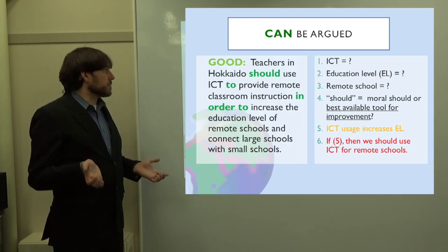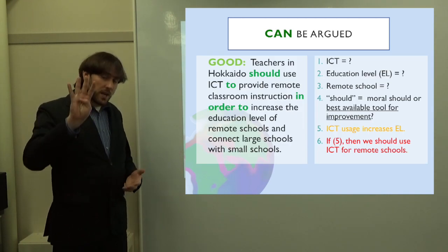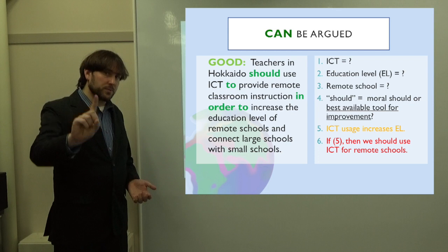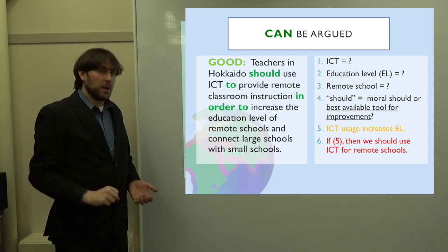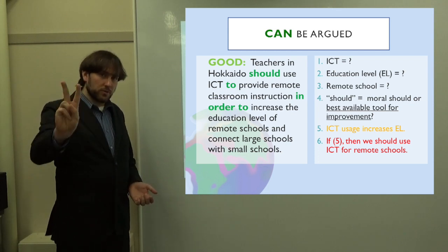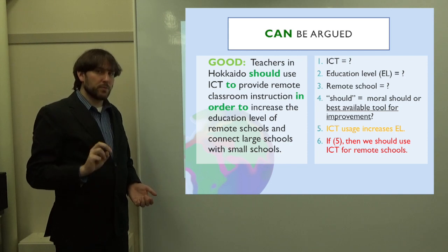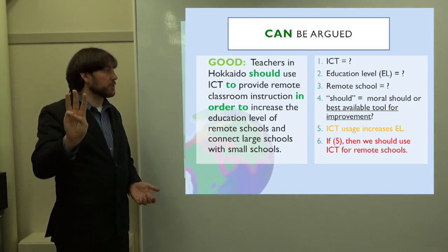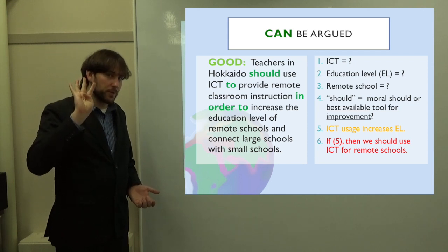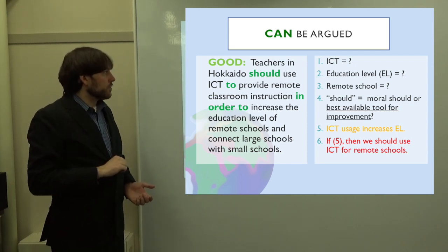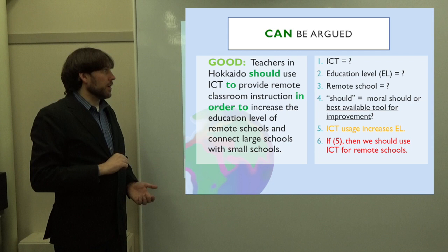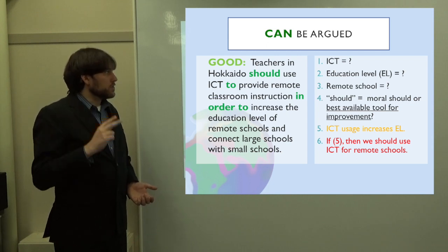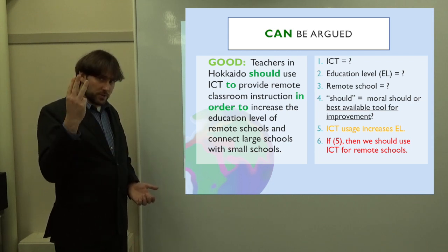Again, we want to look at this particular thesis. We want to apply the same 4 steps that we looked at before. First, we want to define terms clearly. Second, we want to structure the argument correctly. Third, we want to look at what we have to show as a fact, so the empirical things we want to check. And fourth, we want to put the conclusion in. So here we have 3 terms we need to be clear on: ICT, education level, remote school.